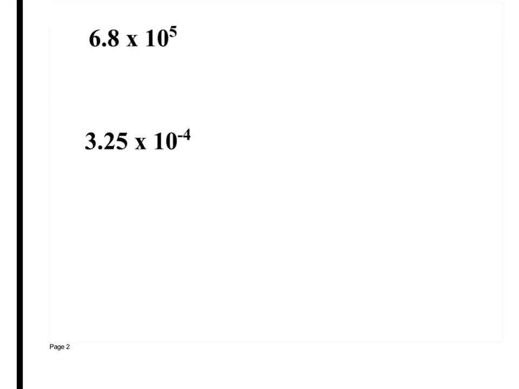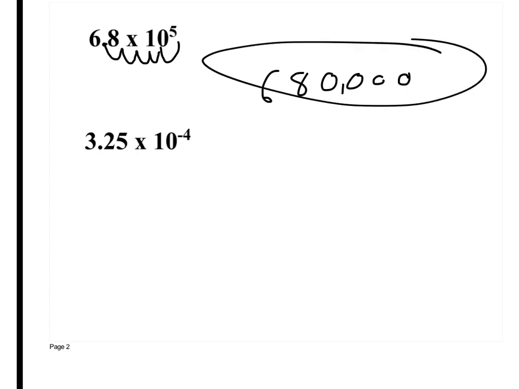Write these 2 numbers down. We have 6.8 times 10 to the 5th power. 6.8 times 10 to the 5th. I'm going to move the decimal 5 times. 1, 2, 3, 4, 5. So I'm going to add 4 zeros. And then there's my number. 680,000. Any questions?